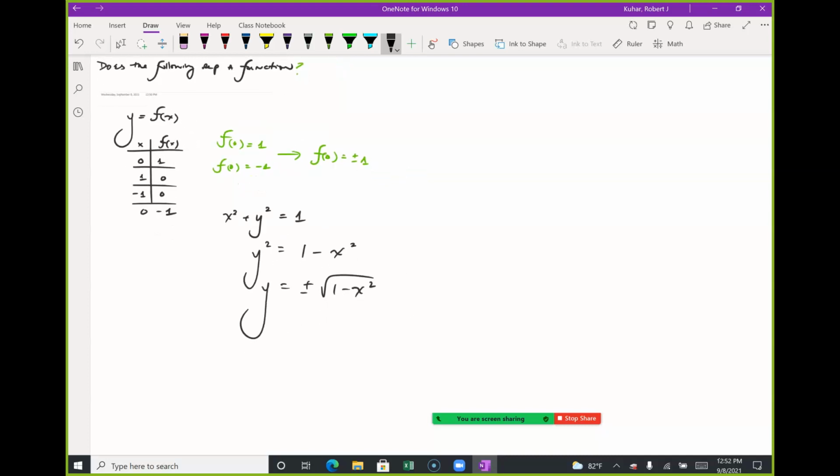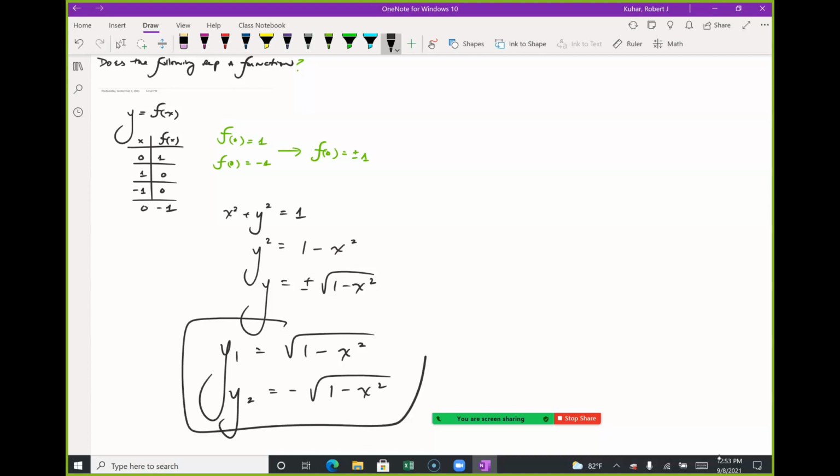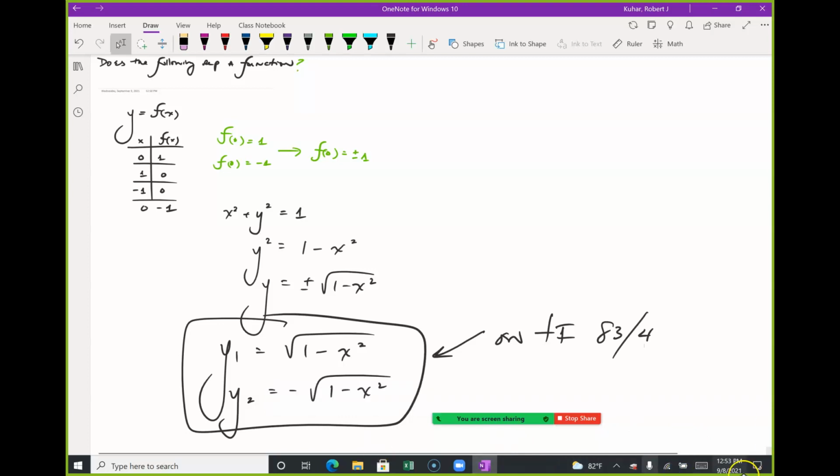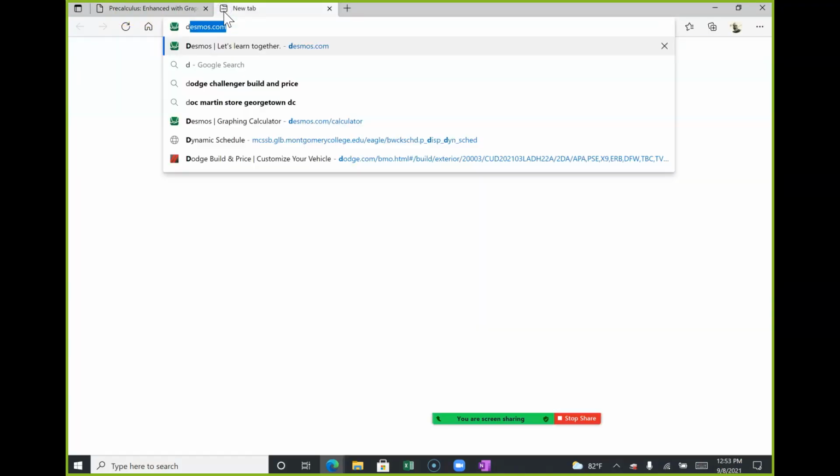So this for me on my calculator is kind of easy to graph, right? So I put in y1 equals the positive root. I put in y2 as the negative square root, right? So this is on the TI-83, 84 kind of thing. But a lot of these I would invite you to explore with Desmos, because our calculators are such dinosaurs. They really are. So I'm going to Desmos here.